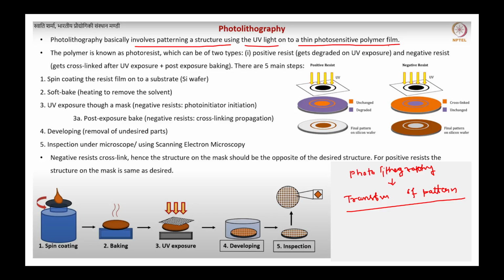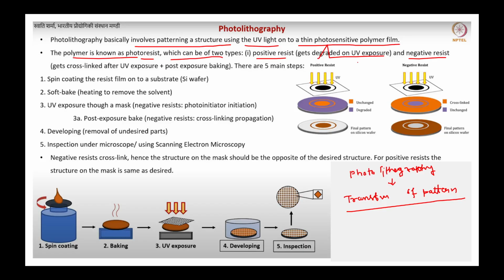Okay. Now the polymer is known as the photoresist, and it can be of two types. The first one is your positive resist. The second one is your negative resist. In the case of positive resist, it gets degraded on UV exposure. So if you use a polymer which has the property of a positive resist, then it will degrade when you expose it to UV.